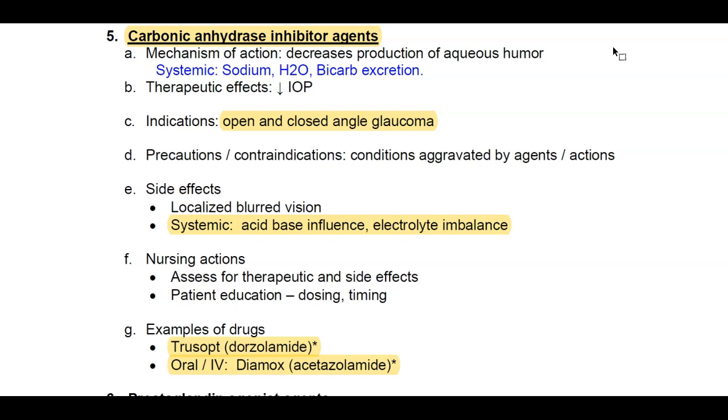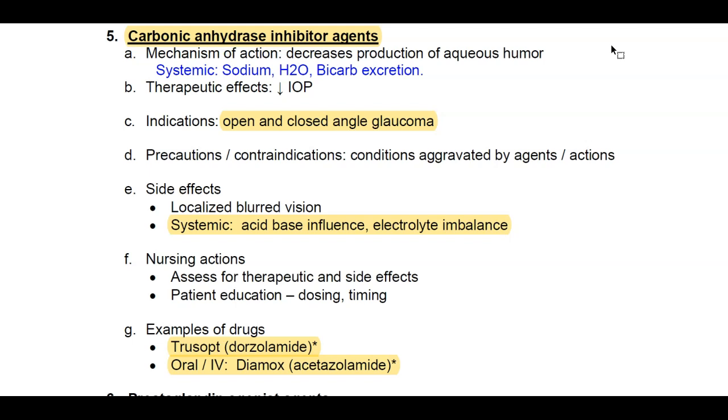The therapeutic effect for this drug is decrease in intraocular pressure, and indications include open and closed angle glaucoma. Same precautions and contraindications, which are the conditions that are aggravated by the agents and certain actions. Now, side effects. Locally, it can cause blurred vision. However, systemically, knowing that carbonic anhydrase inhibitors can affect your fluids, electrolytes, and your pH balance, then we know that side effects can be acid-base imbalance, as well as electrolyte imbalance. Probably dehydration too, especially if we're giving the systemic version of this drug.